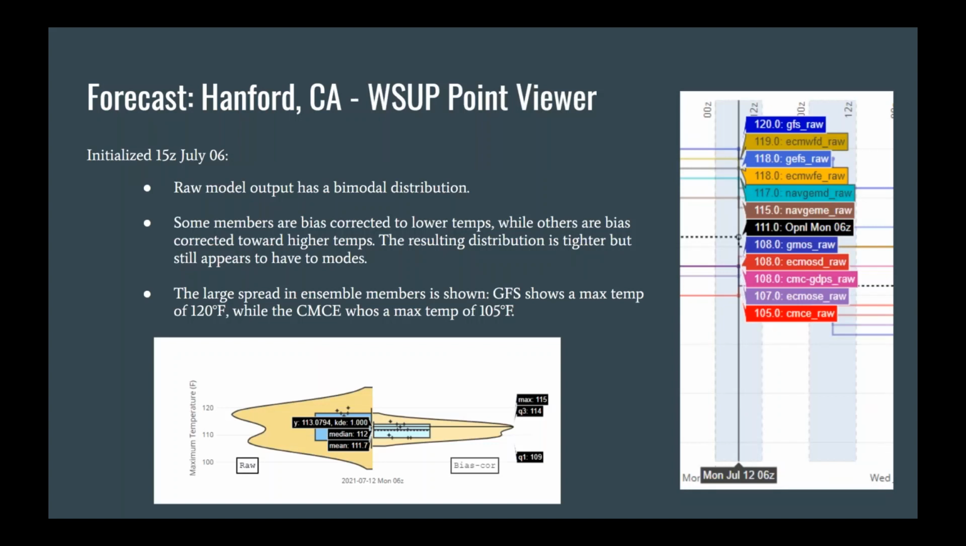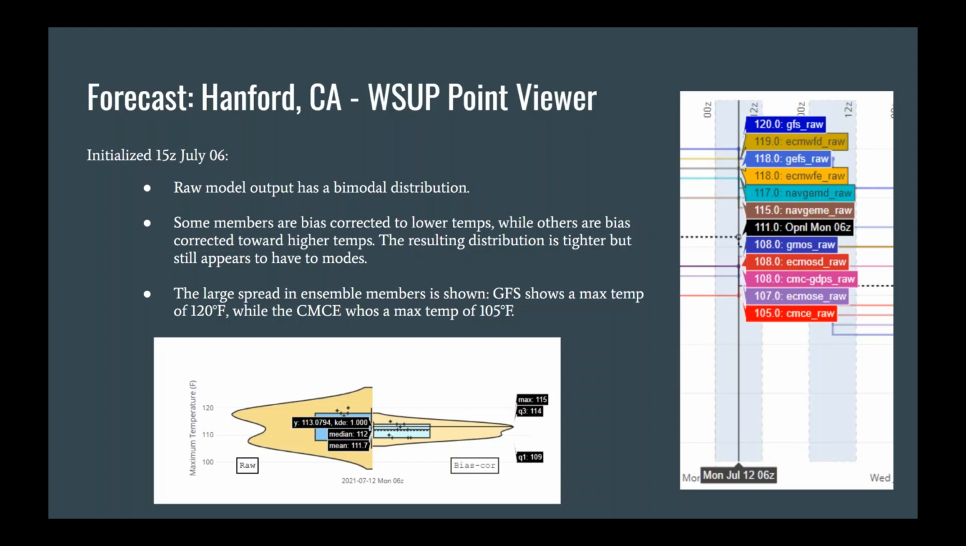Looking once again at the NBM distribution, the model distribution, you can see once again the raw model is bimodal, and that the bias correction is a little different. You can see that not all of the members are being bias corrected to warmer temperatures. Some of them are being bias corrected to lower temperatures in this case. The resulting distribution is tighter, definitely, but it does still appear to have two modes, maybe suggesting two different situations.